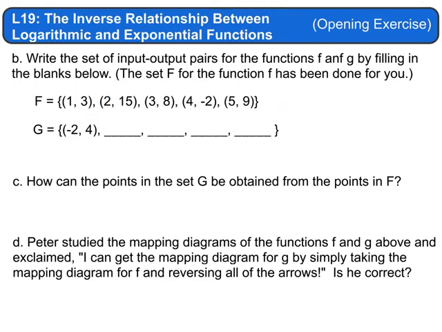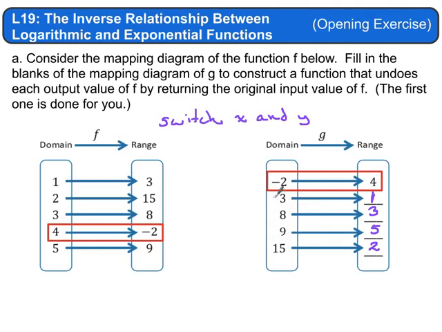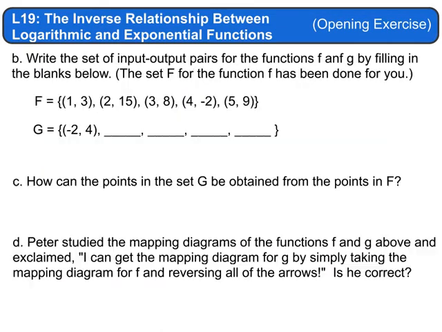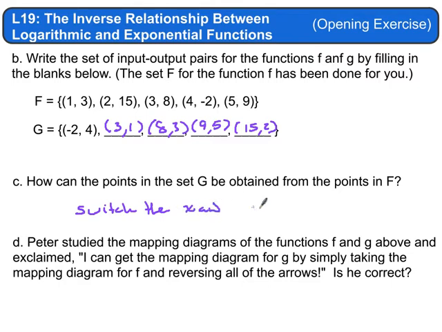So this was the first one in our mapping diagram right here. The second one would be 3, 1, and 8, 3. So we're just going to fill those out. So this would be 3, 1, and then we would have 8, 3, and then we would have 9, 5, and then 15, 2. In C, how can the coordinates in the set of G be obtained from F? And this is the theme that I had told you about. We are pretty much switching the X and Y values.